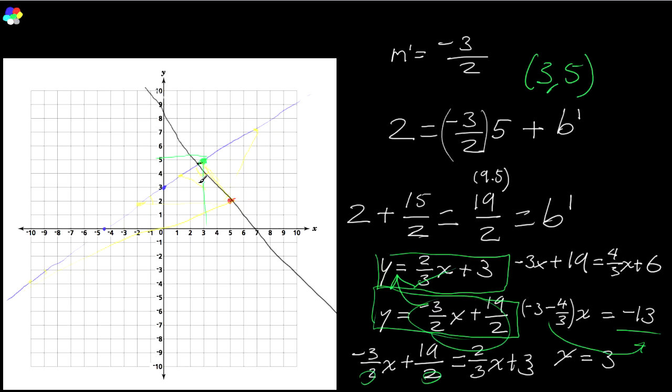So yeah, the line passing through the closest point on a line to some other point is going to be perpendicular to the original line. It's a good property to know, and it's pretty intuitive if you look at it.